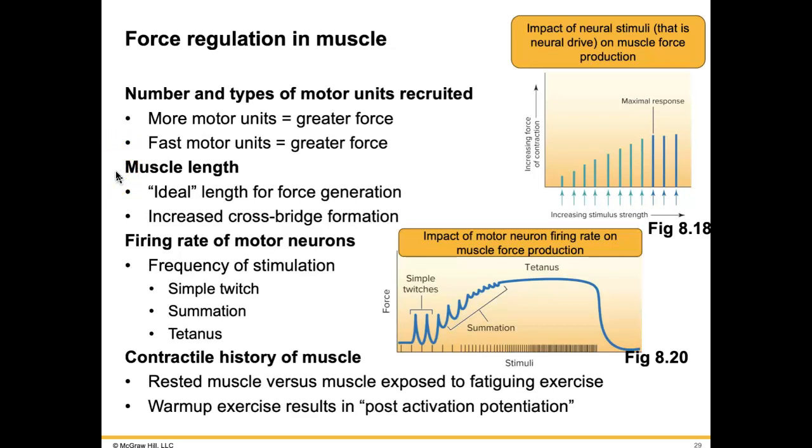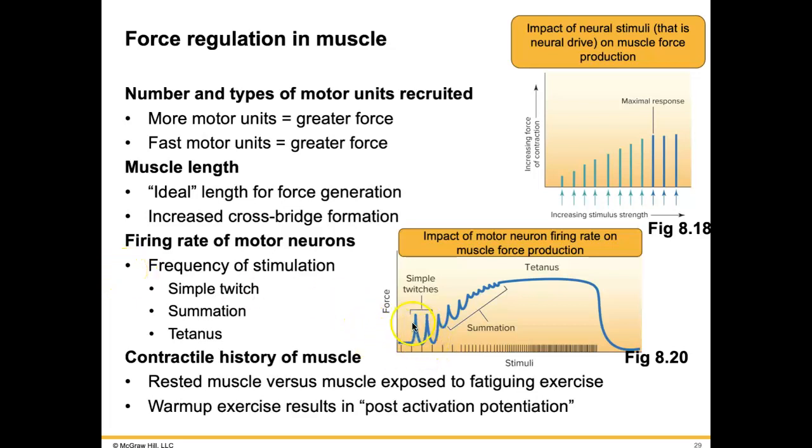We will see this on the next slide where we have a figure depicting this, because that muscle length is going to help give us increased cross bridge formation where the myosin heads are attaching to the actin filaments and allowing the sliding of actin toward that M line. Also, our firing rate of the motor neurons will play a role here. The frequency of that stimulation.